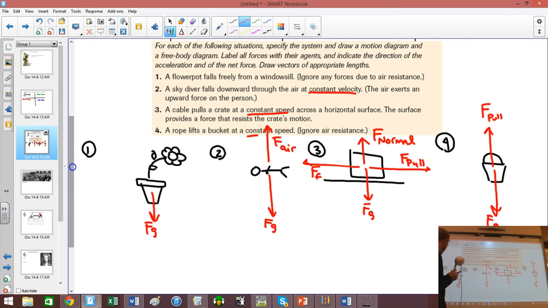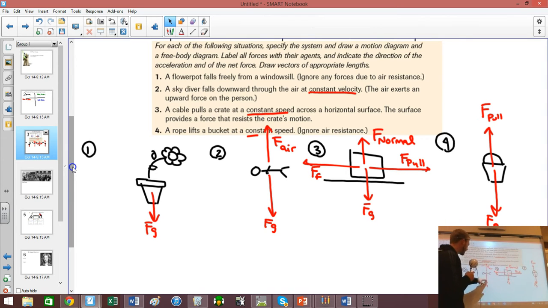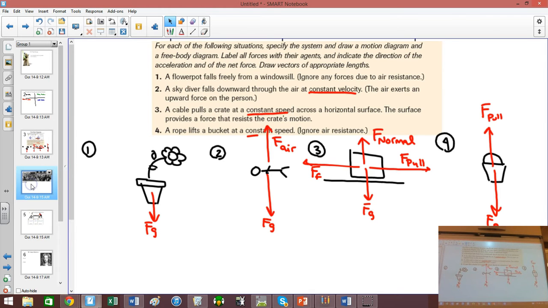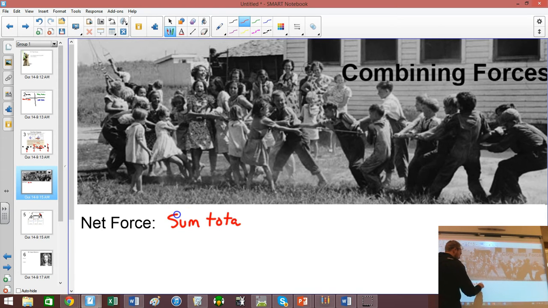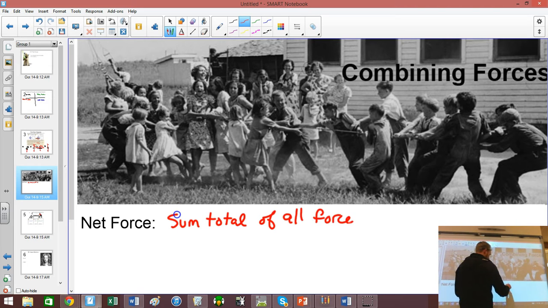When you do your free body diagrams, remember, your arrows always come from your object. You might think that gravity pushes you down and so you have the arrow going at the person. That would be incorrect. We always draw it from our object. When we've got multiple forces acting on an object, here's a bunch of kids pulling on a rope, we have what's called a net force. The net force is the sum total of all forces acting on a body.